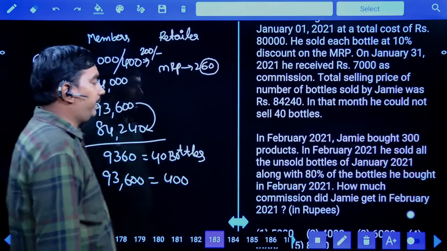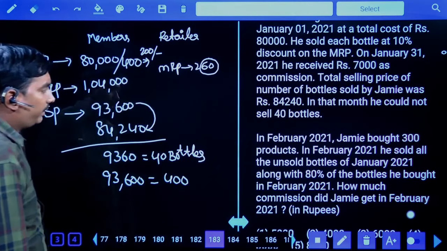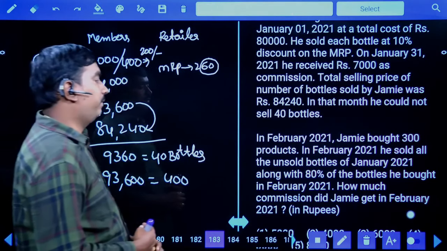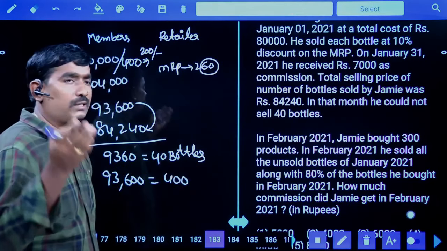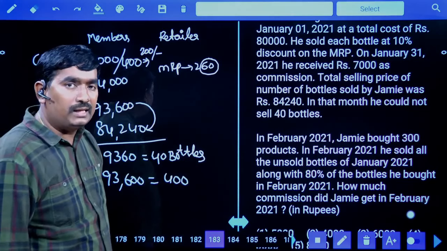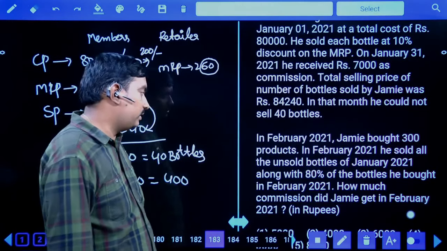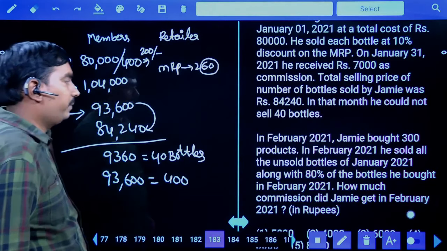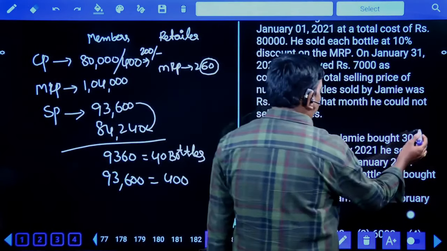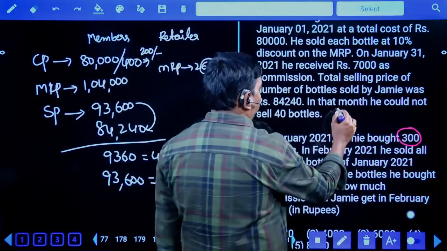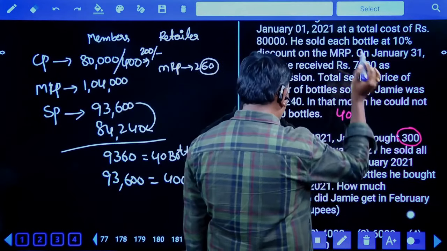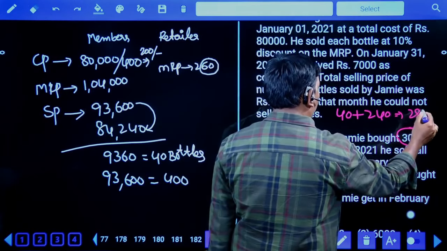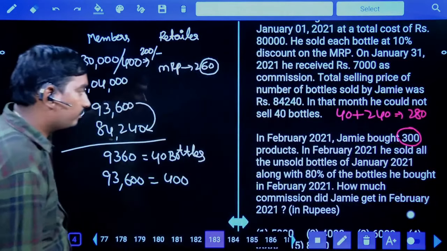In February 2021, Jami bought 300 products. February means next month. In February 2021, he sold all the unsold bottles of January 2021. In January, unsold bottles are 40 bottles. And along with that, 80% of the bottles he bought in February. In February, 300 bottles he bought. 80% means 240. 40 bottles are unsold from January and 80% means 240. Total 280 bottles he sold here.